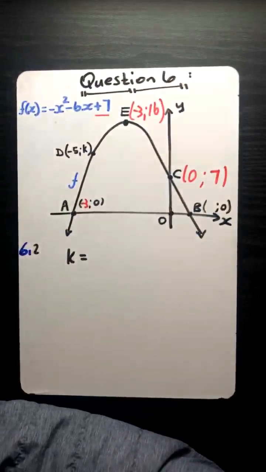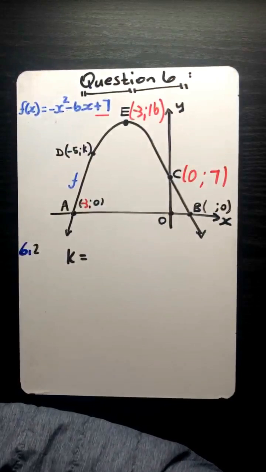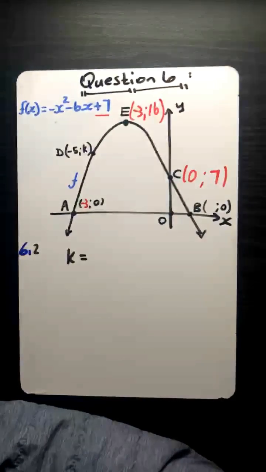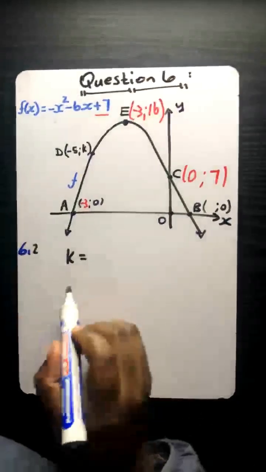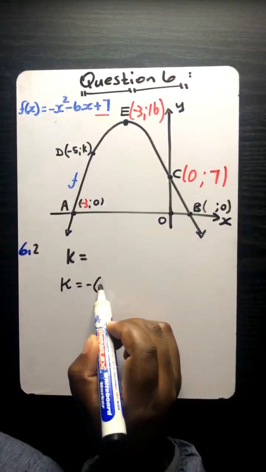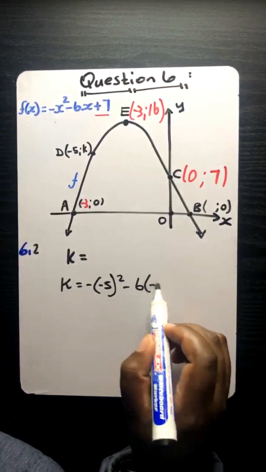So K is equal to 12. I just substituted the -5 there, the coordinate of D, into the original. Yes. Because actually K, that's where you know that its corresponding X value is that. Yes, you are 100% correct, honorable member.